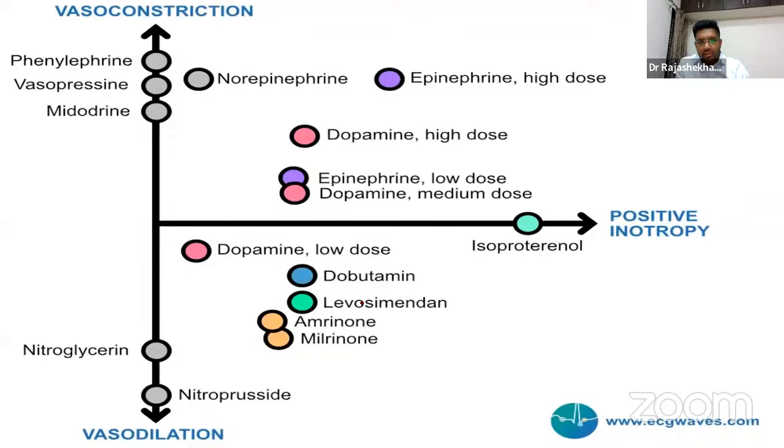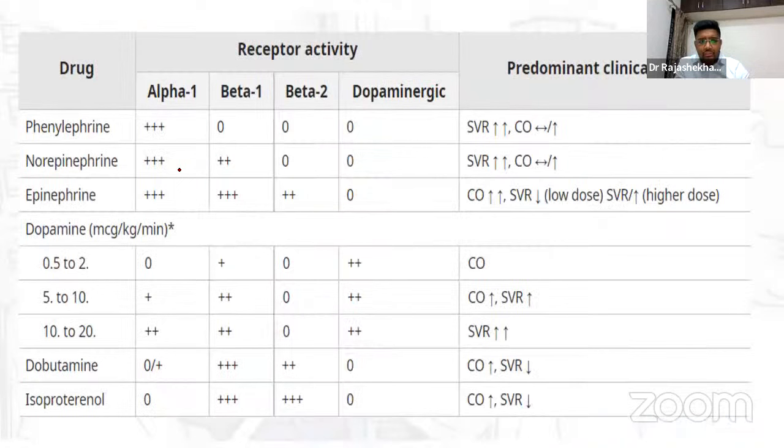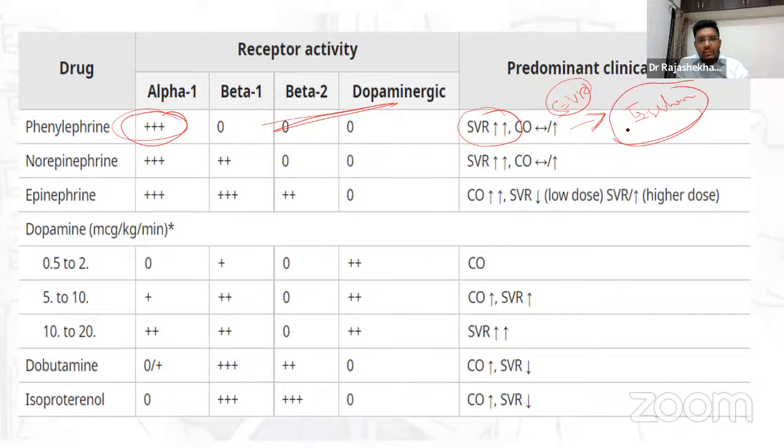To know which drug acts on which system: phenylephrine, as I told you, is a pure vasoconstrictor, acts only on alpha 1, and does not have any action on other receptors. So it tends to increase your systemic vascular resistance. When you want the systemic vascular resistance to increase, you want phenylephrine. So the question is, why has phenylephrine not become famous in septic shock? Since it is a vasoconstricting agent, it can cause ischemic phenomena with increasing dosage. That's why it has not become popular.